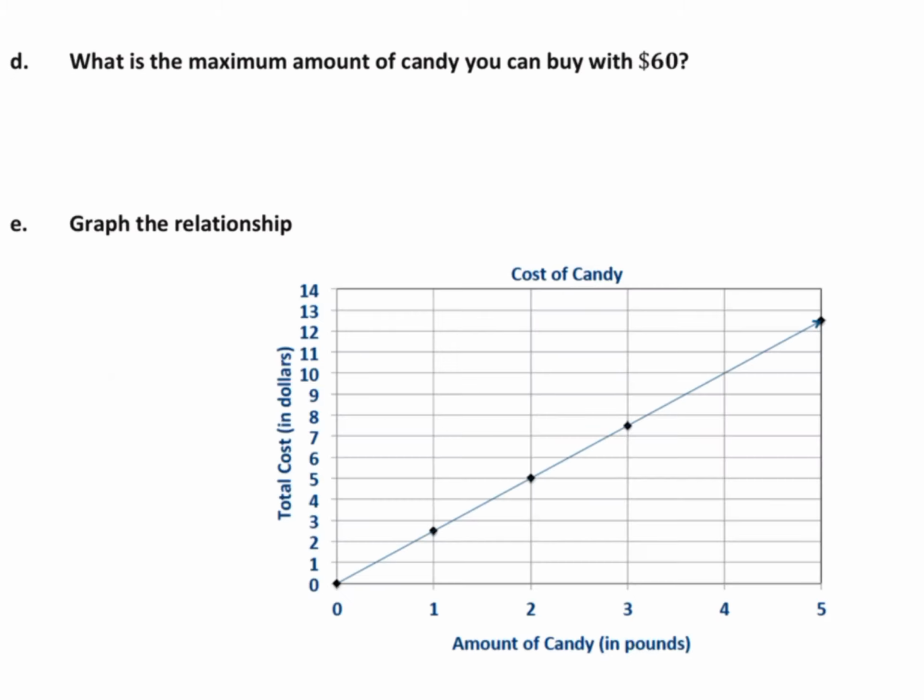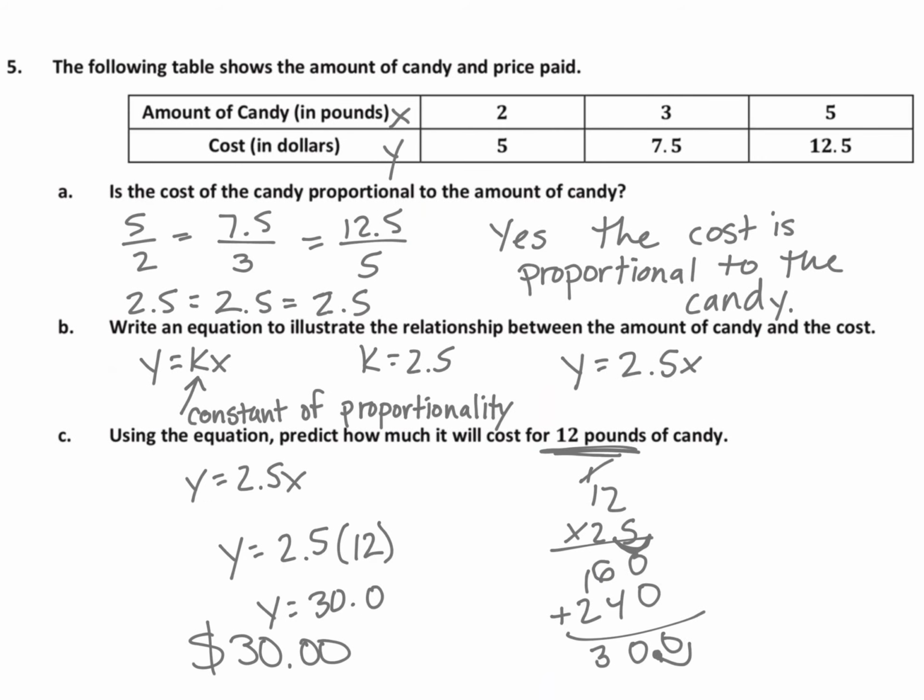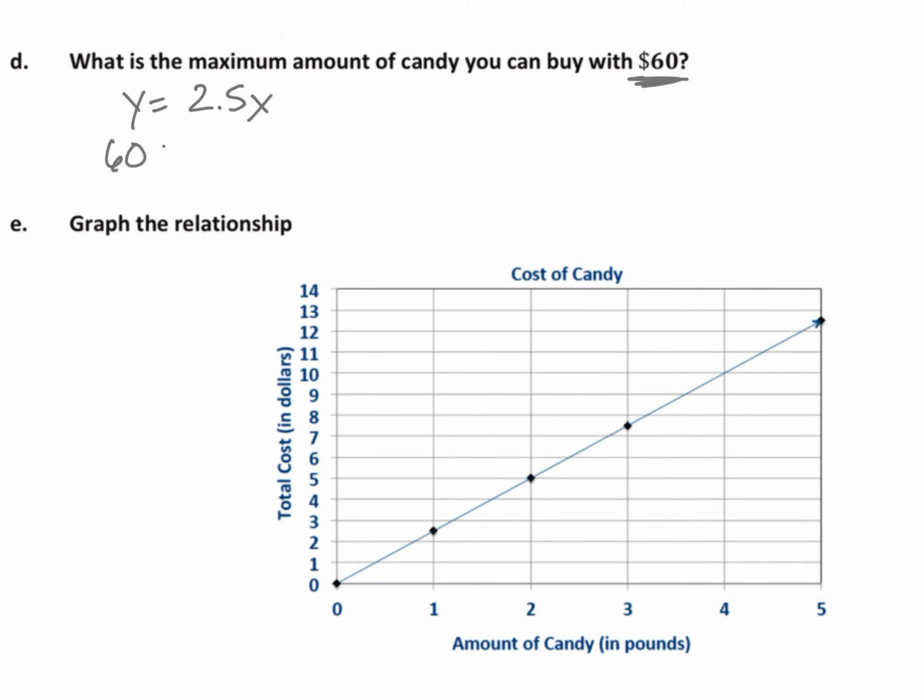D says, what is the maximum amount of candy you can buy with $60? We can think of this in the same way, but this time the dollars, the cost, is the y value. So we're going to put the 60 in the y position. And we have to solve for x by dividing by 2.5. So those divide out. And we would get x is equal to 24.